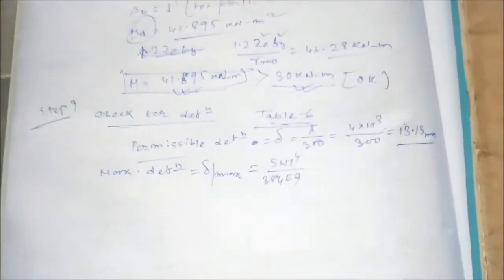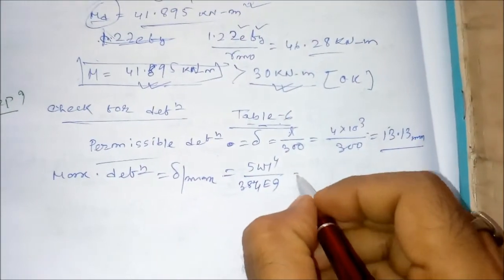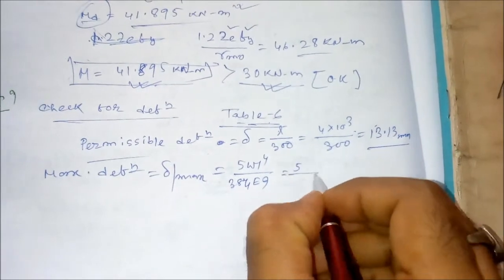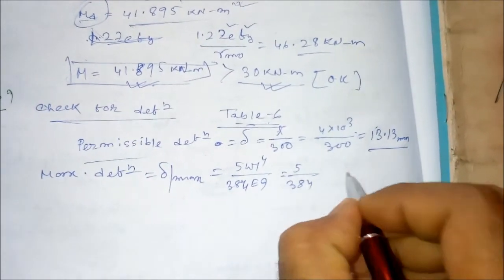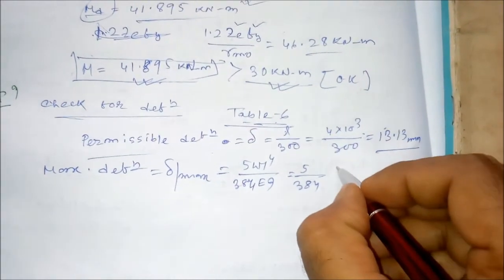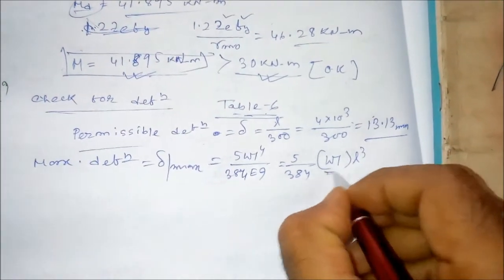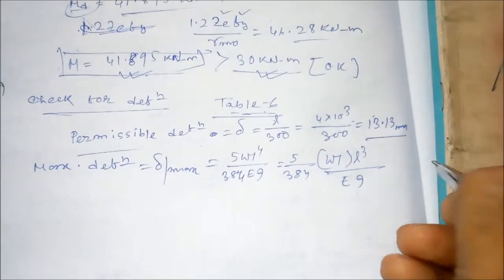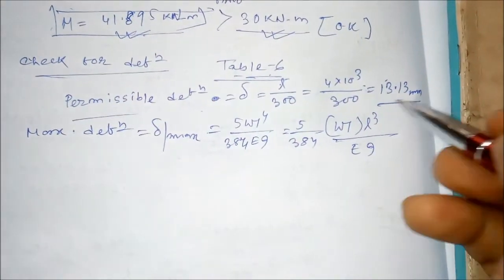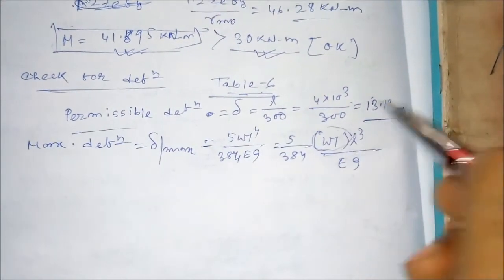Now, because the total load is given, we have to split it again. Suppose that splitting this is W into L to the power 3, right? Now you can see all the values are known. This is W into L.